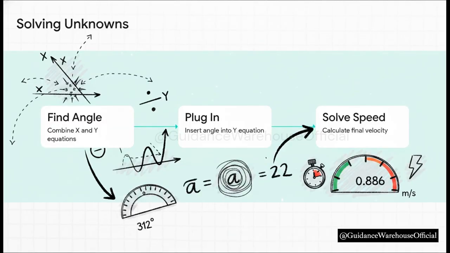Here's the step-by-step breakdown. First, we take our x and y equations from earlier. Since we're looking for two unknowns, the angle and the speed of the target object, we divide the y equation by the x equation. This brilliantly creates the trigonometric identity for tangent.